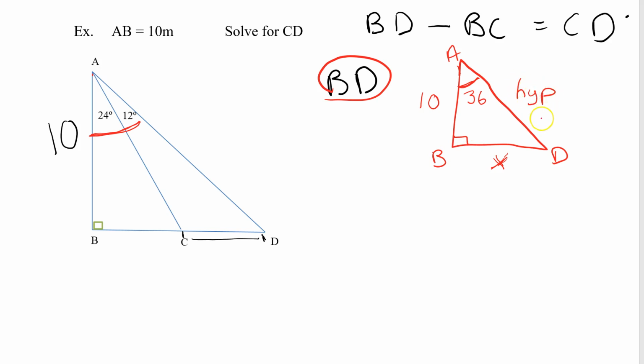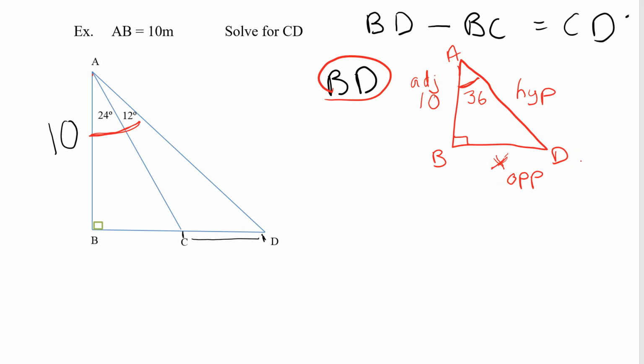Here's my angle, I'm going to go through the triangle, through the 36 to get my opposite, meaning that this one here will be my adjacent. So I know my adjacent. I'm looking for my opposite.